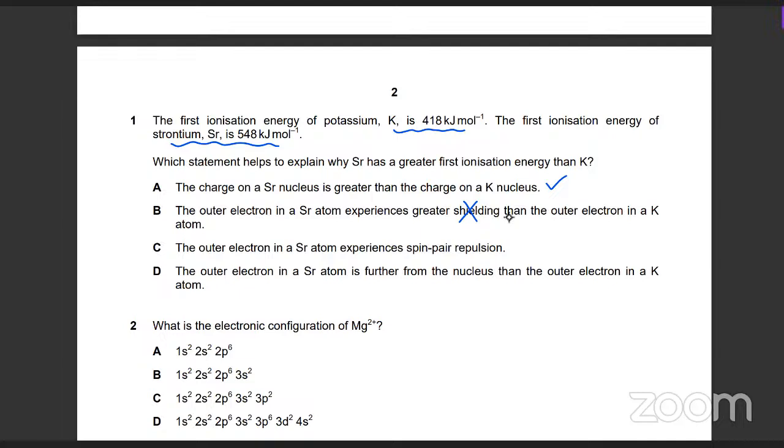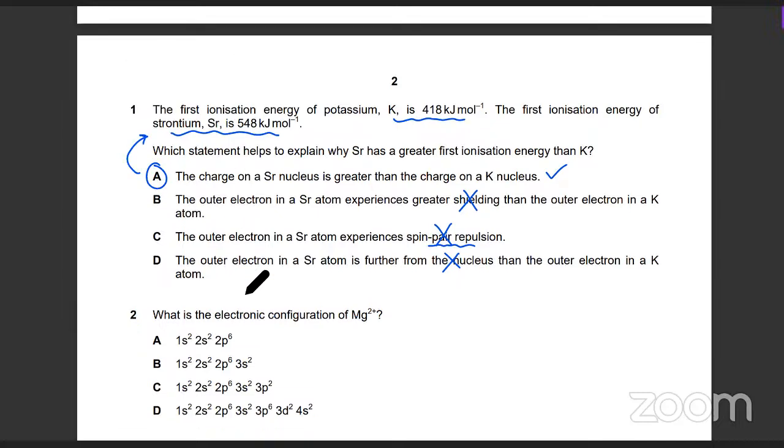If the outer electron of Sr experiences more spin-pair repulsion, it would be easier to remove electrons. But here it shows that it's more difficult to remove electrons. If the outer electron in an Sr atom is further from the nucleus, that would also mean it would be easier to remove electrons. But the value shows that it's harder. So only the first factor actually supports the statement.